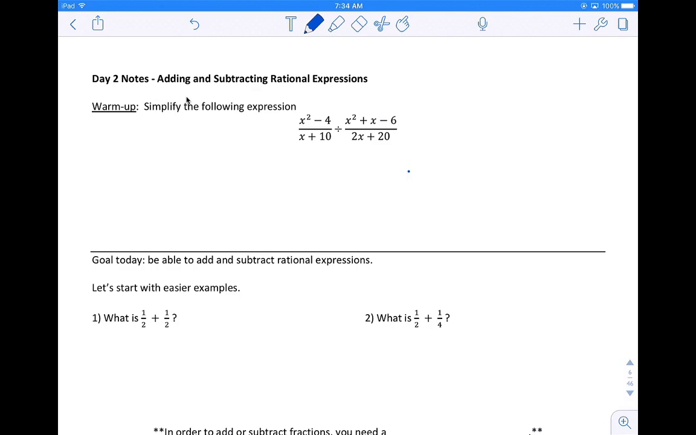We are going to look at adding and subtracting rational expressions. Let's start with a review. Simplify the following expression. So first step is we're going to factor.